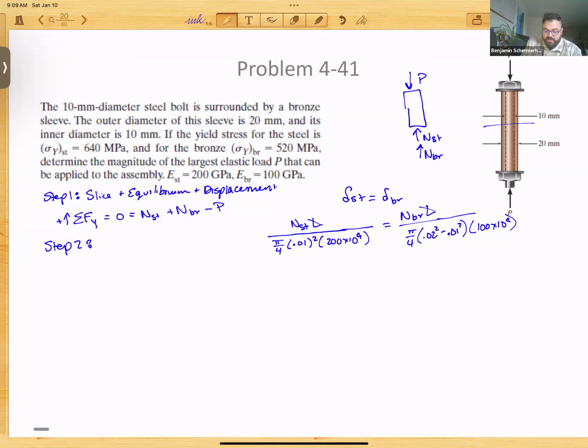So step 2 is going to be to assume. I'm going to say we're going to assume the failure of the bolt. You could choose to do the other one if you wanted.